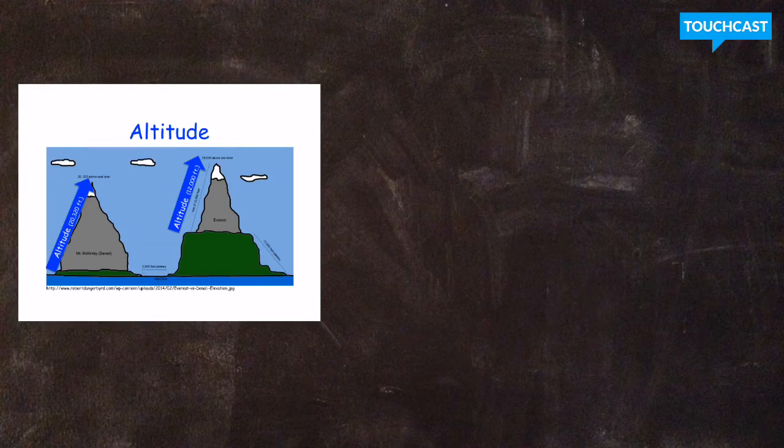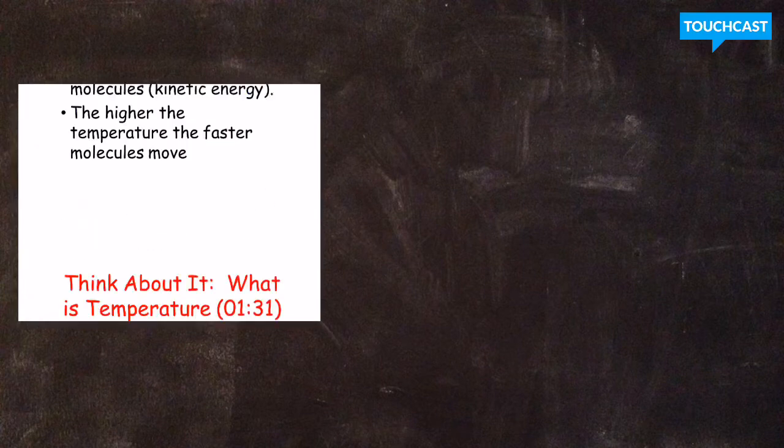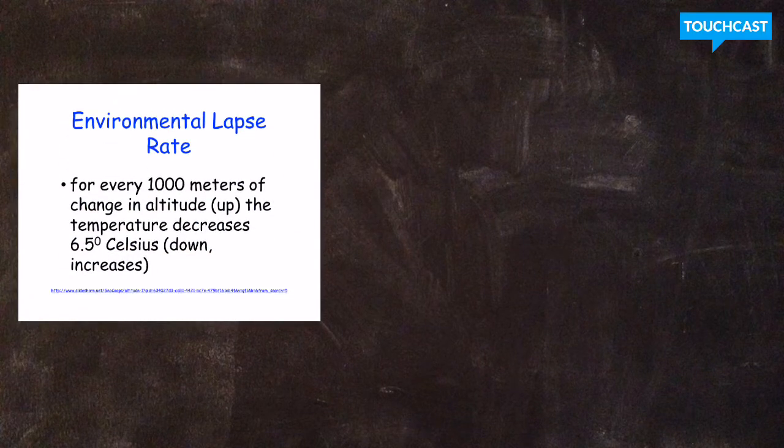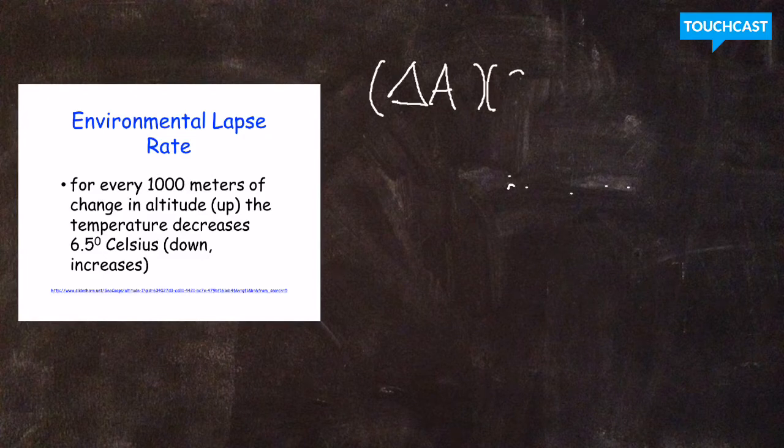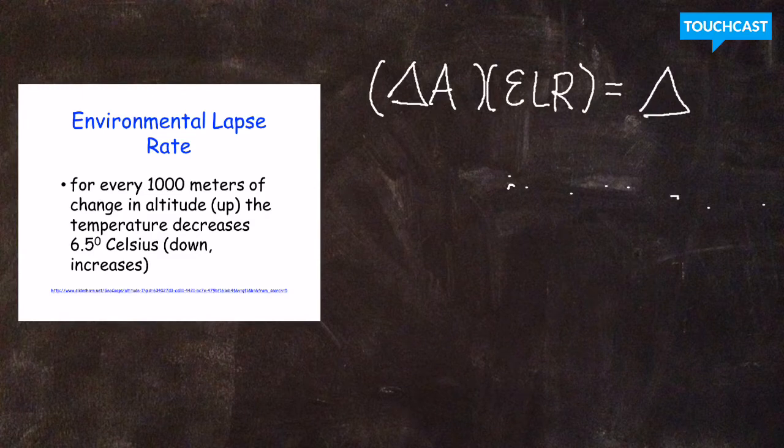Okay, in environmental lapse rate problems, you need to look at several things. Okay, so let's start talking about the equation. The equation is the change in altitude times the environmental lapse rate equals the change in temperature. So let's talk about each of these pieces separately. Let's start with the change in temperature.